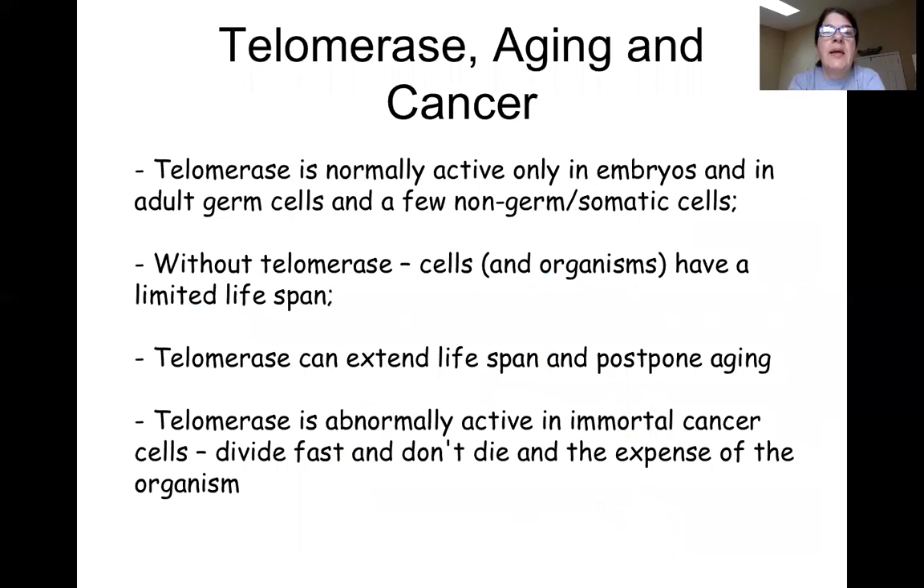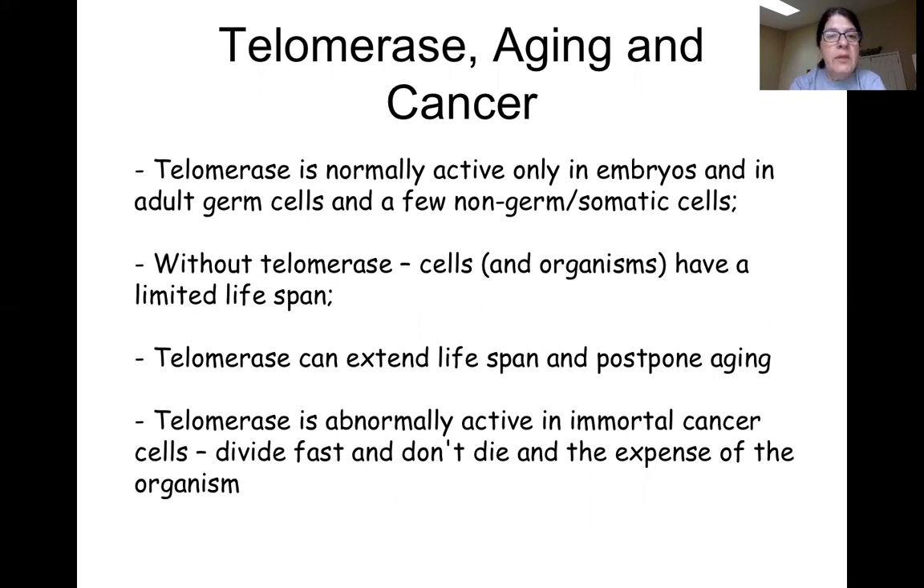Now, telomerase is also very important in two essential processes, the processes of aging and cancer. Telomerase is normally active only when we're growing, when we're developing. Telomerase is very active in embryos and also in adult germ cells. Very few non-germ somatic cells contain telomerase. In a fully developed adult organism, telomerase is turned off, it is shut off, it is not active. So without it, cells and organisms have a limited lifespan.